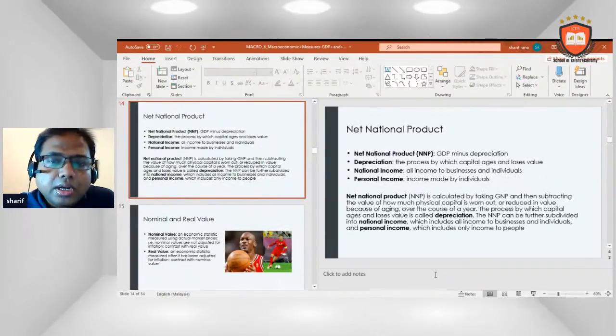Net national product, GNP minus depreciation. Depreciation, the process by which capital ages and loses value. National income, all income to businesses and individuals. Personal income, income made by individuals.